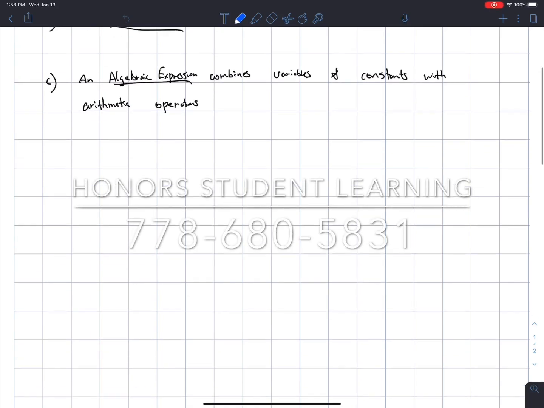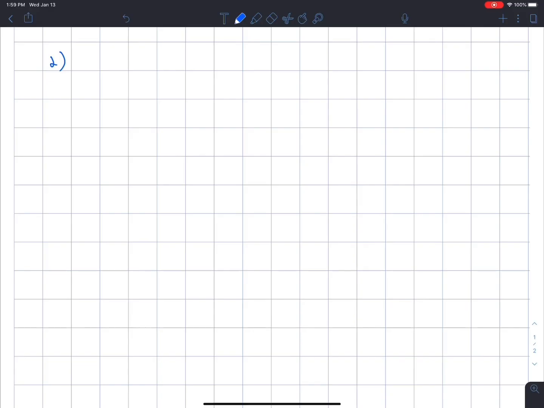Okay, moving on to question 2. 2a, they want us to write two different phrases to describe this algebra expression, x plus 3.